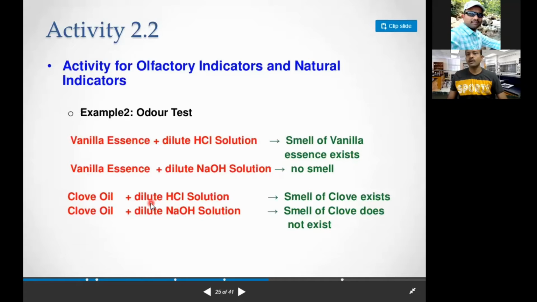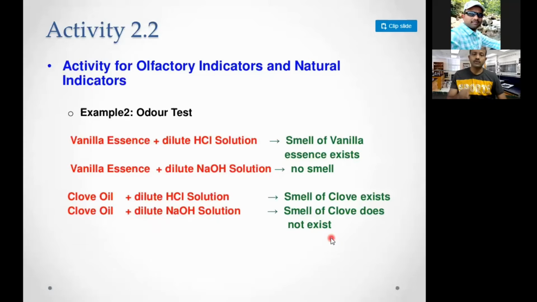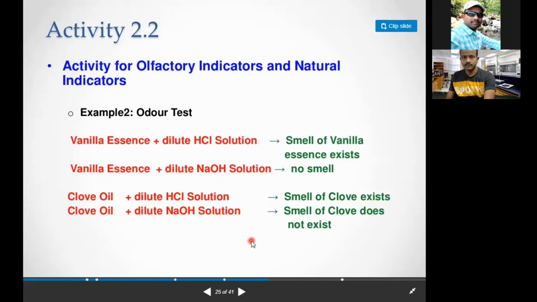Okay. Now clove oil. When you add clove oil to dilute HCl, we can observe the smell. But when you add clove oil to the NaOH solution, we cannot observe the smell. The smell of cloves does not exist. So from all these experiments you can confirm that in HCl medium we can observe the natural smell of vanilla, clove oil and onion, but in basic medium we cannot observe the smells. So this is about olfactory indicators.